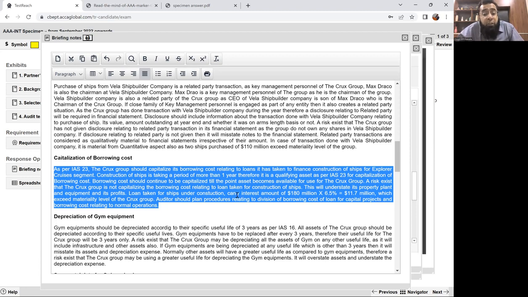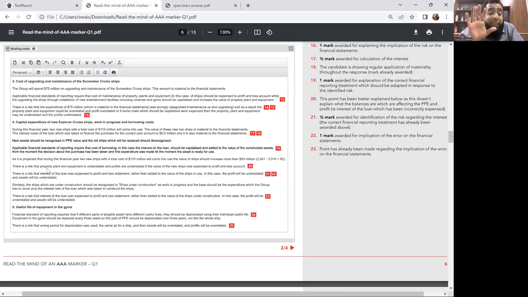The loan taken for construction of ships under construction carries interest of $11.7 million, which exceeds the materiality level of Crux Group. Auditors should plan procedures relating to division of borrowing cost of loans for capital projects and borrowing costs relating to normal operations. Well crafted, and concise. Okay. His point was scattered. Still, he got 3 out of 3 marks.